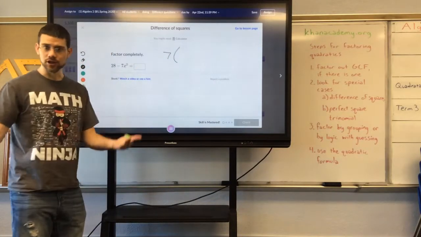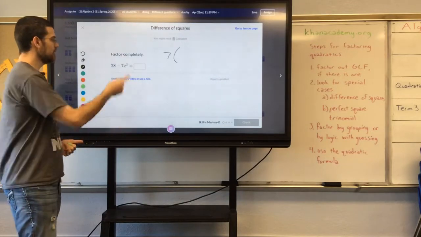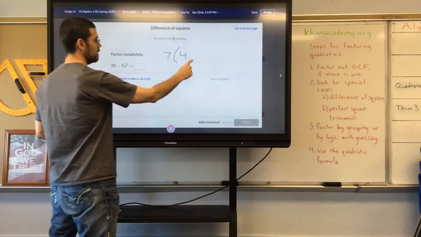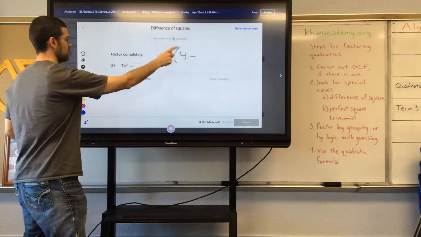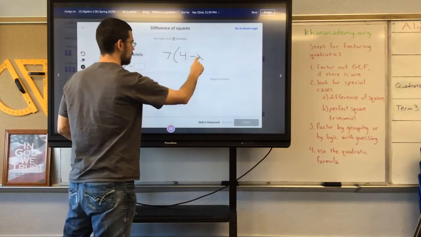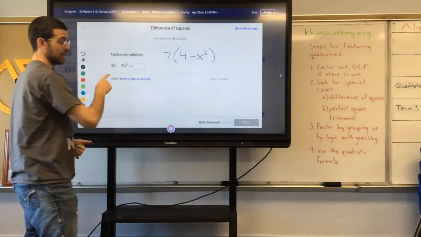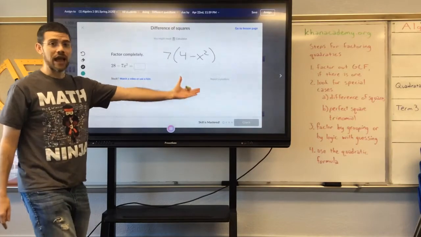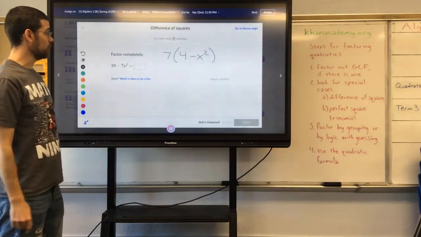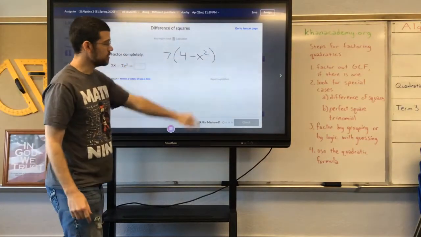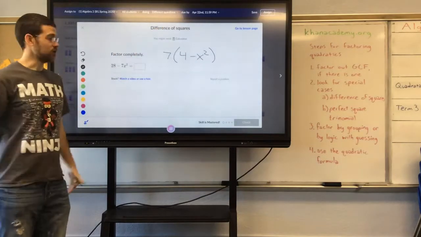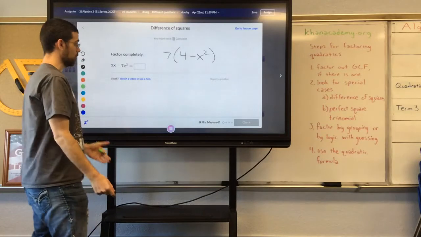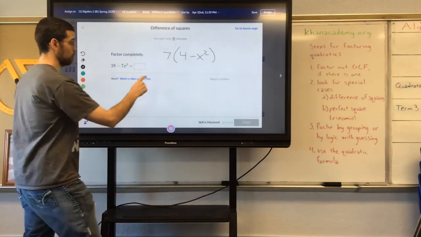7, this is just using the distributive property. 7 times 4 gives us 28. 7 times negative x squared gives us negative 7x squared. So we have now done step 1, factored out the greatest common factor, and we look in the parentheses and we see, oh, that's a difference of 2 square terms. 4 is a square term, x squared is a square term.